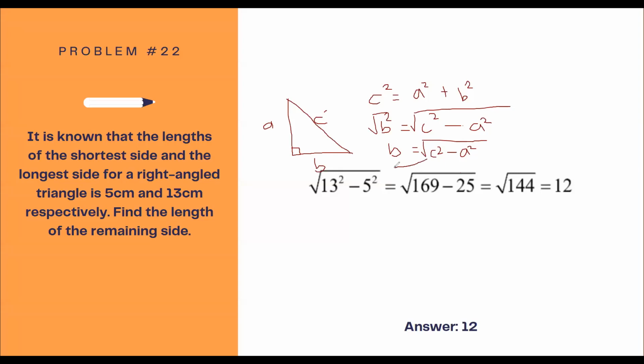So that's why we have this one. So if we try to evaluate, we have 169 minus 25 is equal to 144. So the square root of 144 is equal to 12. So the answer is 12. Okay.